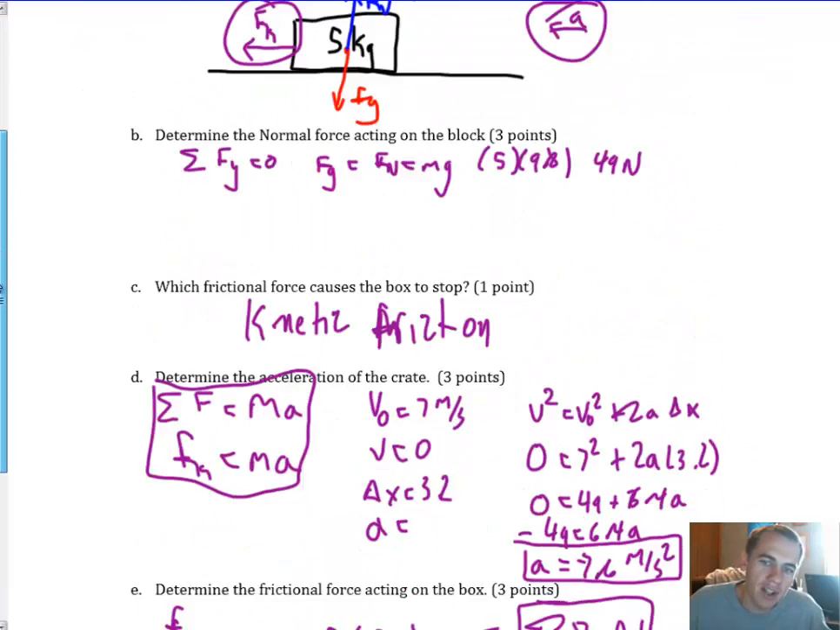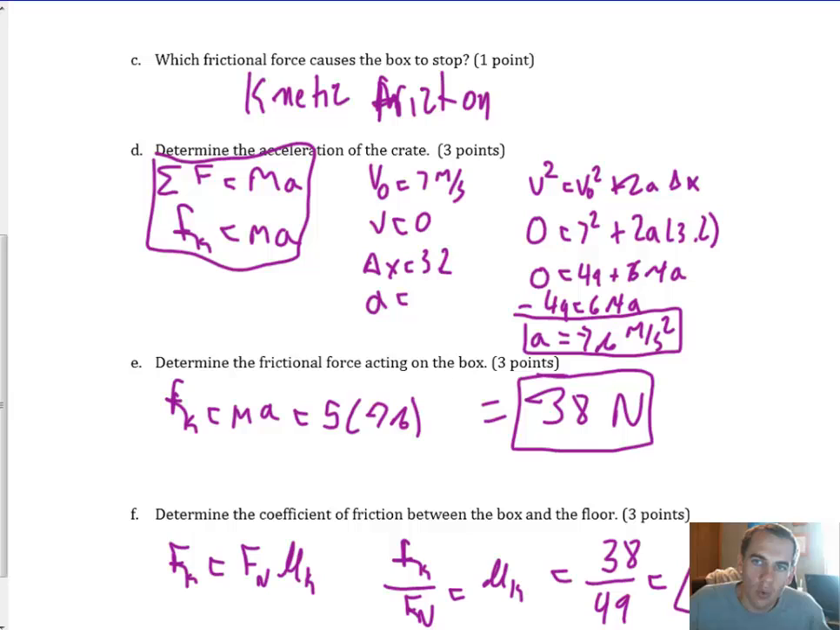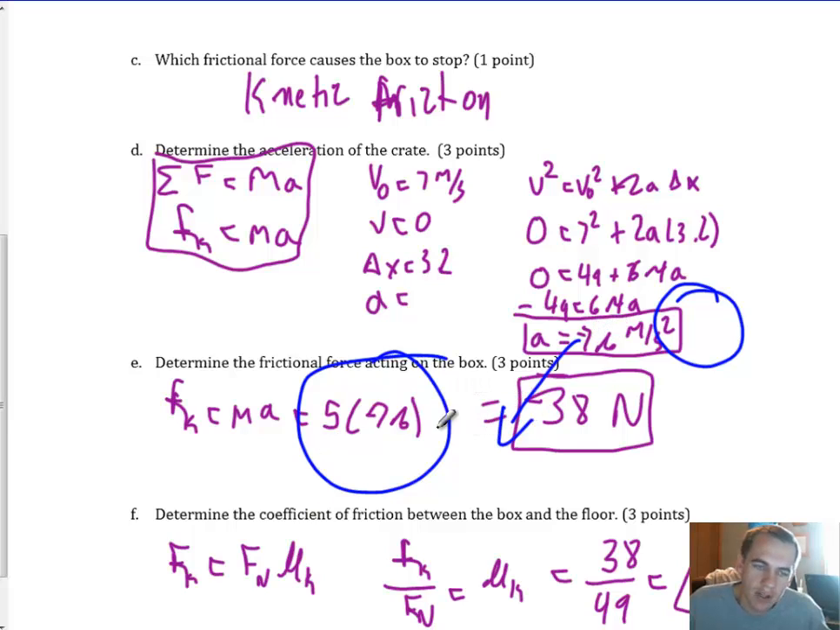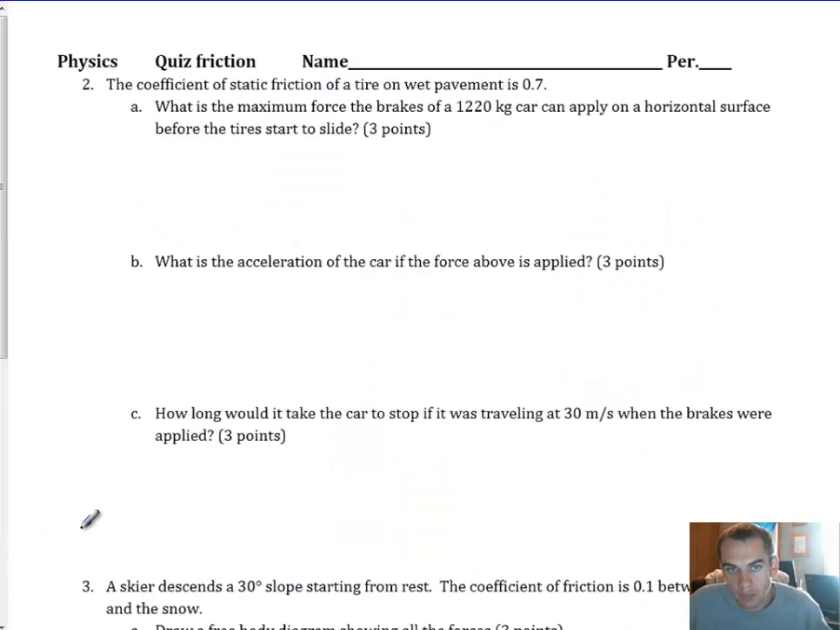The biggest problem I saw on these problems was right here, where this negative sign got dropped, and right here. A lot of people just copied down this acceleration. Forces are not accelerations. Forces cause accelerations, they are not accelerations. Alright, let's go to the back of this quiz.